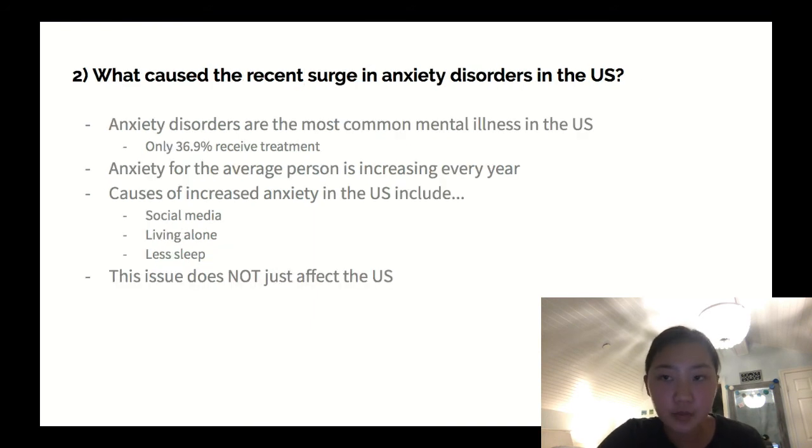So, next, I wanted to talk about what has caused the increase in anxiety disorders in the US. First, I think it's important to look at the data surrounding the issue. Anxiety disorders are the most common mental health issue in the US, affecting over 40 million adults, which is over 18% of the population. While the vast majority of these disorders are highly treatable, only 36.9% receive help, suggesting there is a serious awareness issue and even a stigma around seeking treatment for mental health issues.